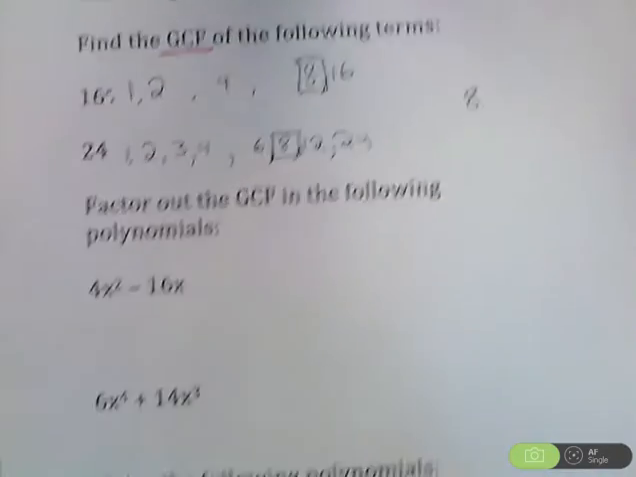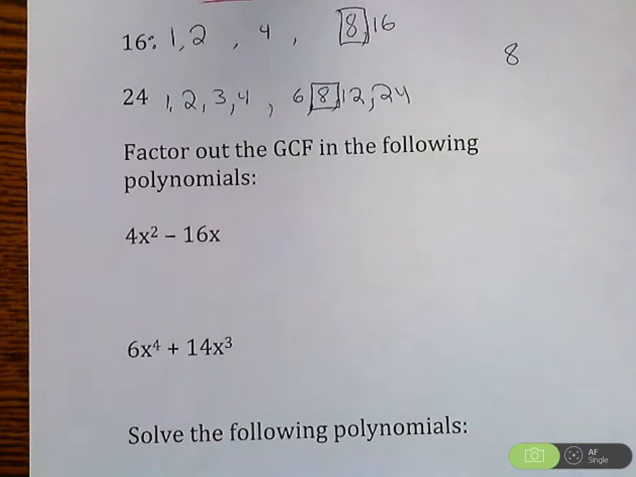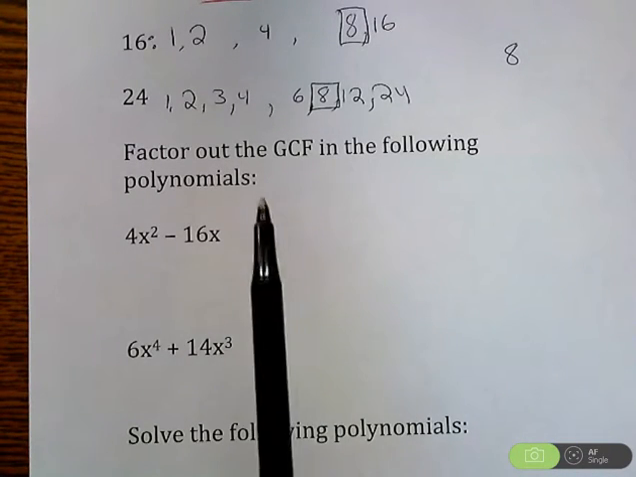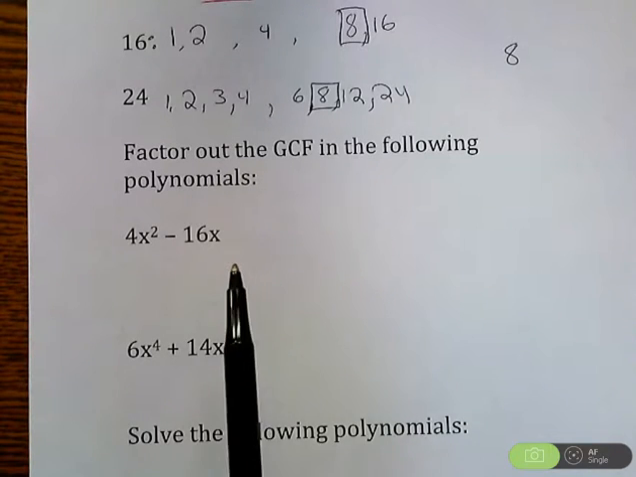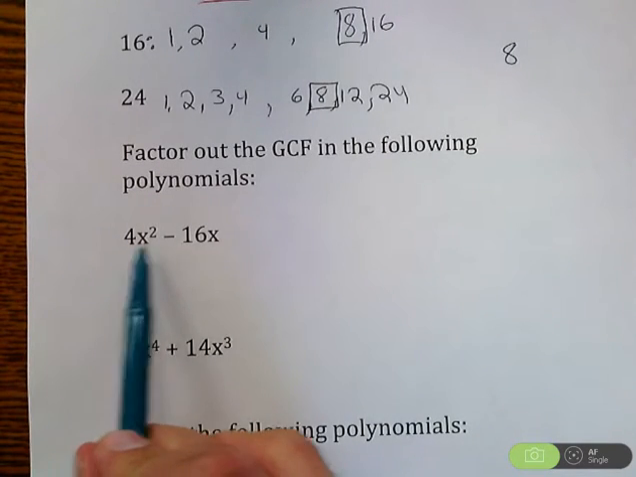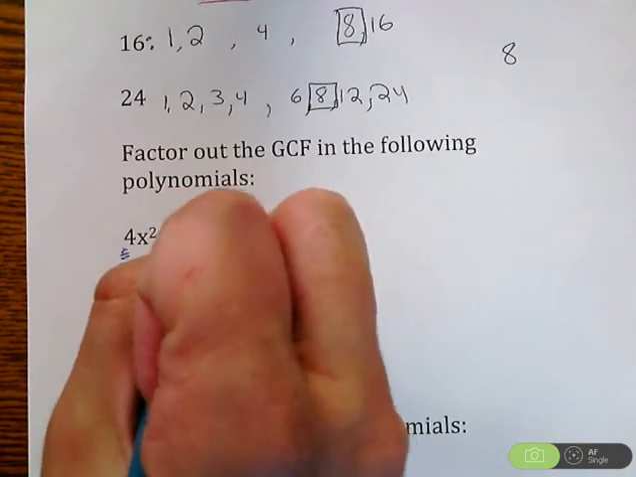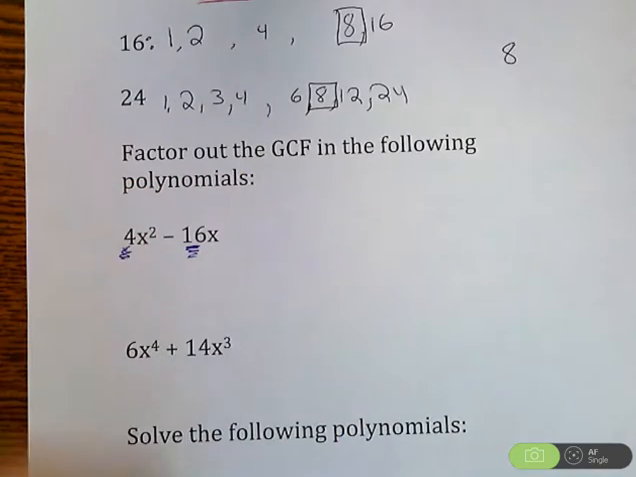Now we're going to take this and apply it to Algebra 1. So we're going to factor these polynomials. We're diving into factoring here. So I need to factor out the GCF in the following polynomials. I'm someone that likes to take things piece by piece. So the first thing I'm going to do when I look at this is I have two terms here. I have a 4x squared over here and a negative 16x over there. I'm going to start by looking at the numbers only, so 16 and 4.